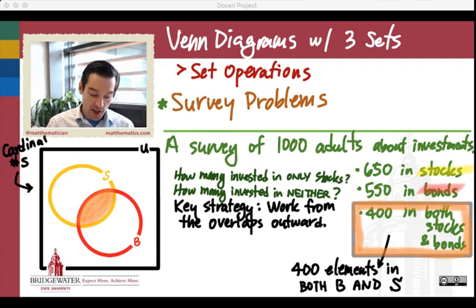And so, as I'm working my survey problem, the first thing I'll do is go into that overlap and write down, because now I know exactly that there's 400 people, 400 respondents to this survey that live in that overlap.